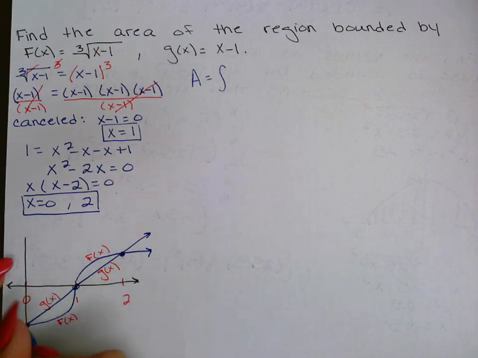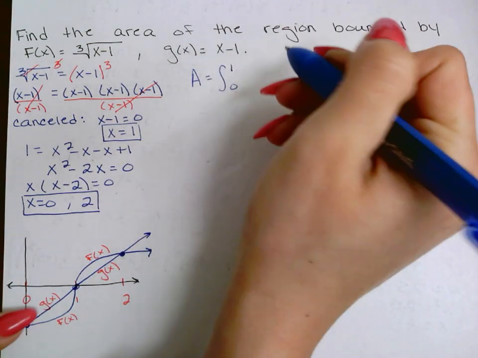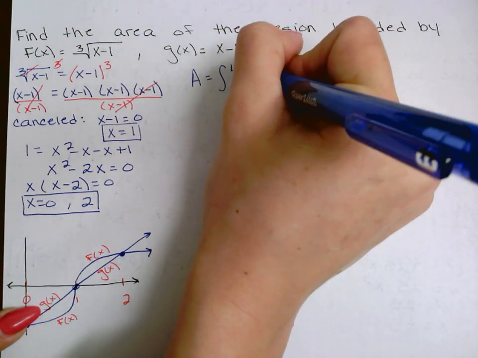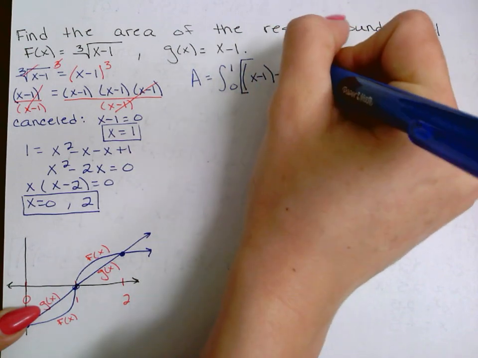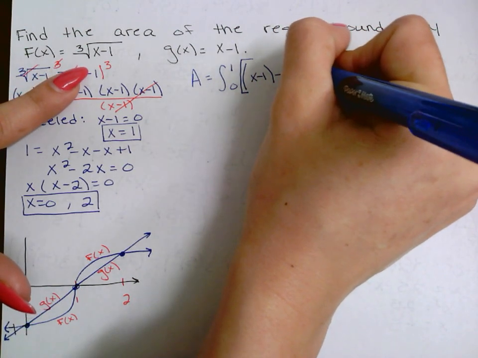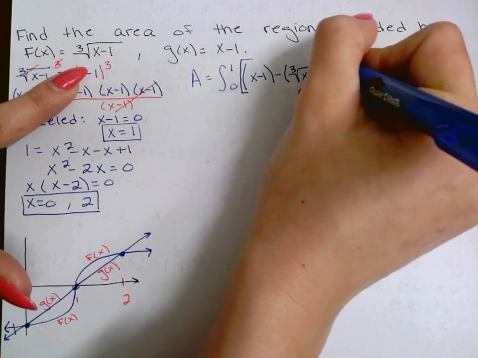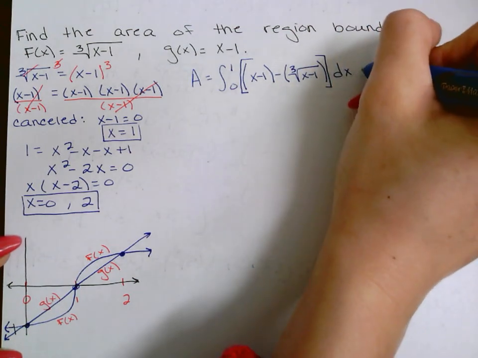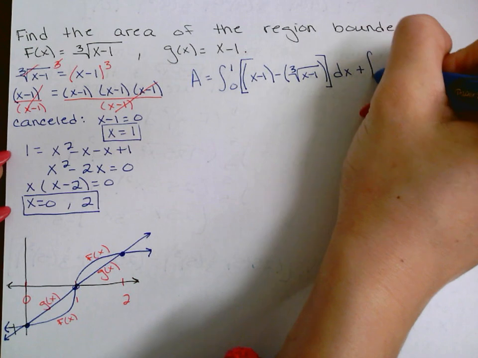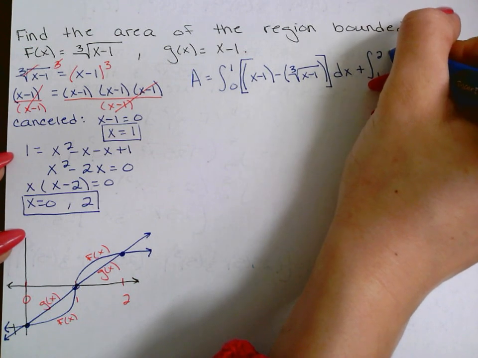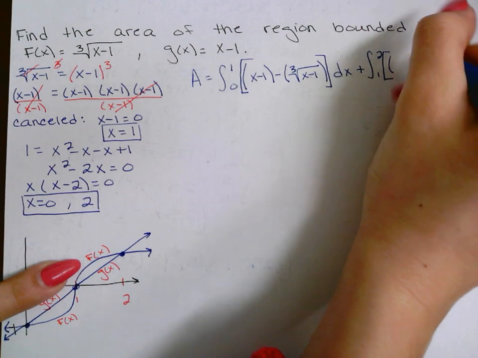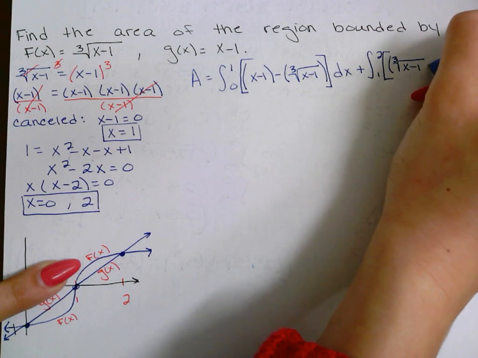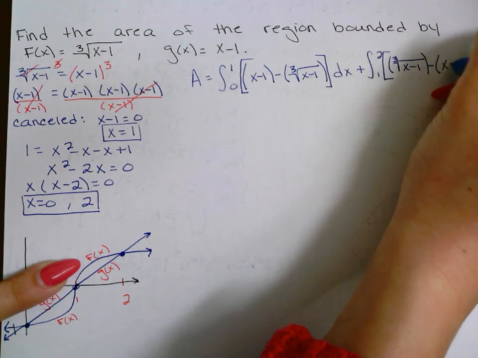So if you look here, I'm first going to go from 0 to 1. And we can see that my top is g, which is x minus 1, minus my bottom, which is cube root of x minus 1. Okay? Now plus the second portion, the integral from 1 to 2. My top is f minus my bottom portion is g.